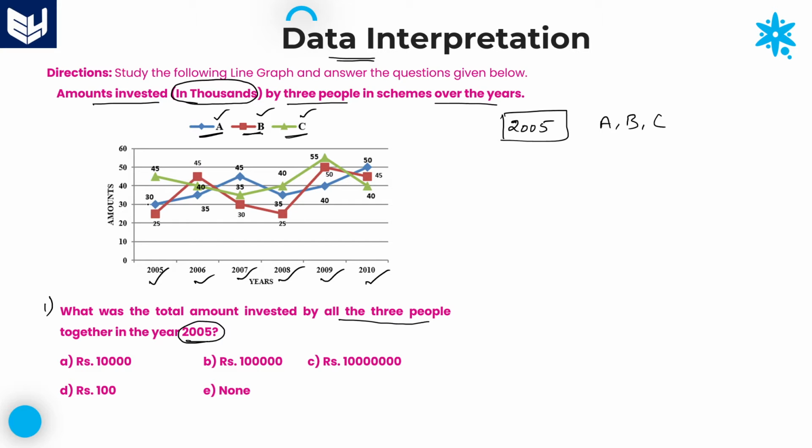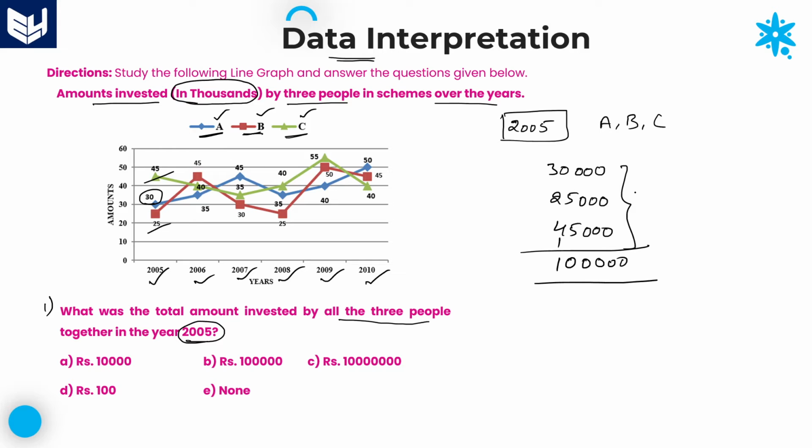First of all, A is equal to 30, which is nothing but 30,000. All the values are given in terms of thousands, therefore you need to keep three zeros at the end of that particular number. Next B, which is red color, that is 25,000. And then C is equal to 45,000. Now you can add all these three values. Here three zeros are common, and next 5 plus 5, 10. 1 is carried forward, and next 1, 2, 3, 4. The sum of these values is nothing but 1 lakh rupees. All three members together in the year 2005 invested 1 lakh rupees.